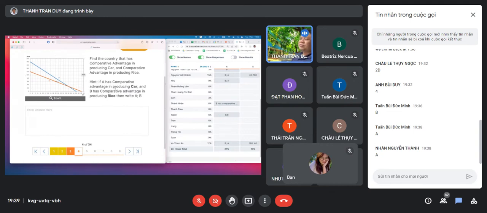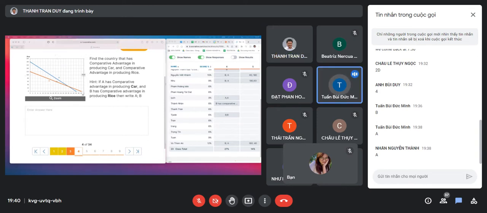By comparative advantage, which country has comparative advantage in producing car and rice? When we face questions like this, anyone tell me how to answer? Yes, Tuấn? When a country has comparative advantage in producing car, it means its opportunity cost is less than the other. Exactly, right.